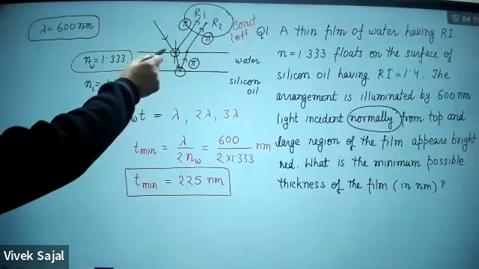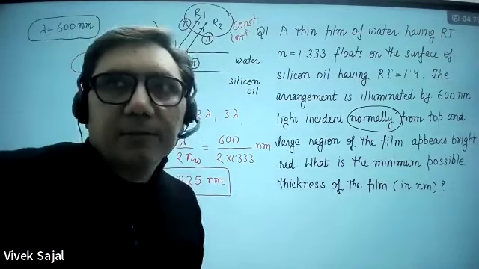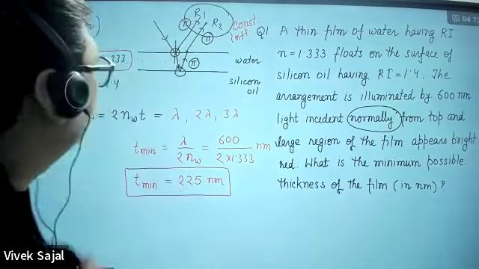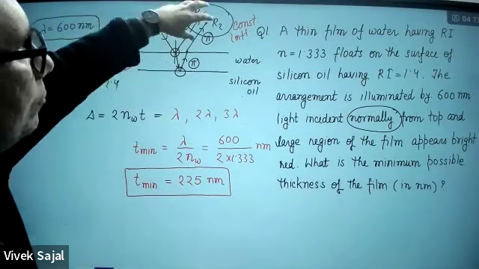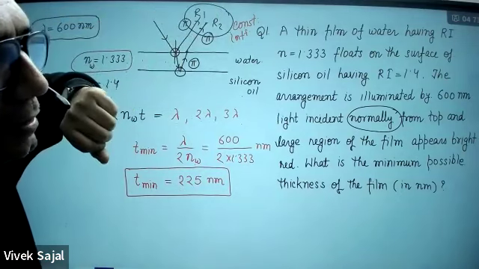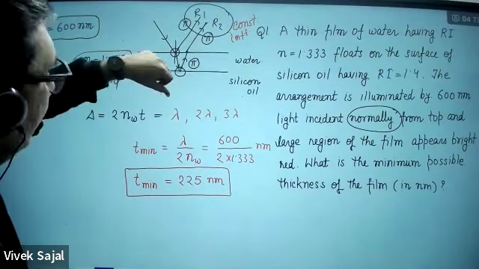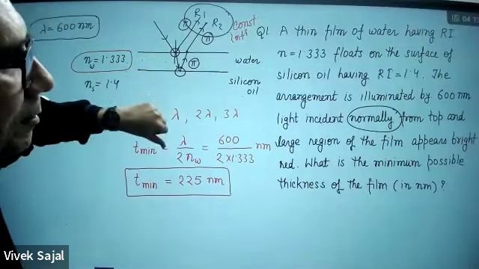This is what was in case of anti-reflection films. ठीक है, what was anti-reflection film? In case of anti-reflection film, where the refractive index was increasing, you were looking for destructive interference. So that was lambda by 2. So here you were writing 2 mu t equal to lambda by 2.